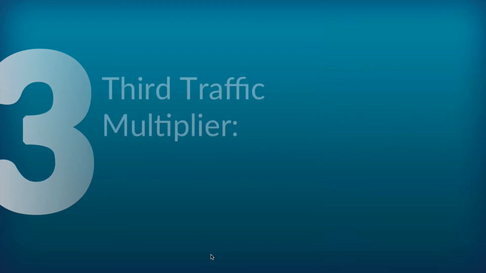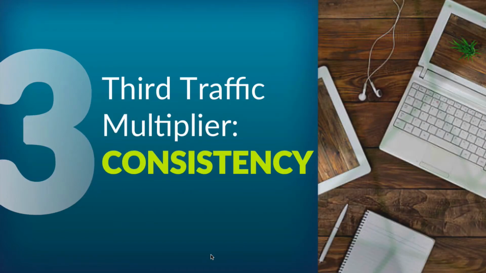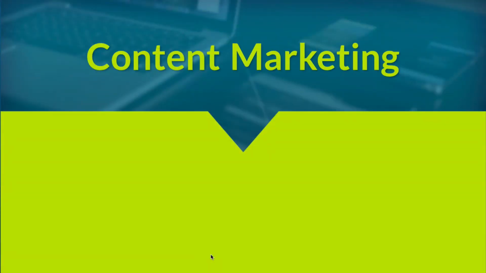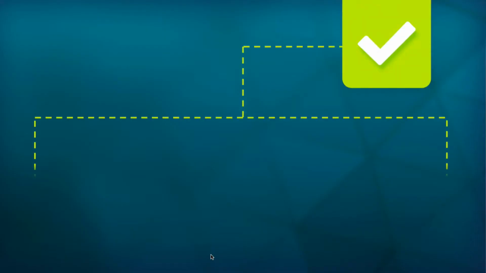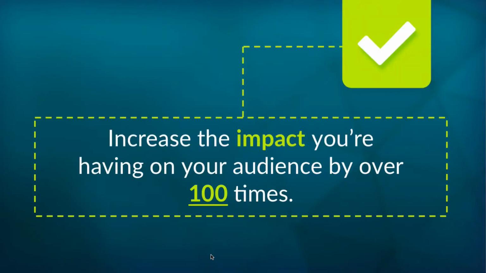And the third traffic multiplier of content marketing is to increase your consistency of content creation to make sure that you connect with your audience when they are checking their personal information feeds. So, effective content marketing is a combination of the medium, the platform, and consistency. Now, the last thing I promised to share with you today was how you can use these three traffic multipliers to increase the impact that you're having on your audience by over 100 times.